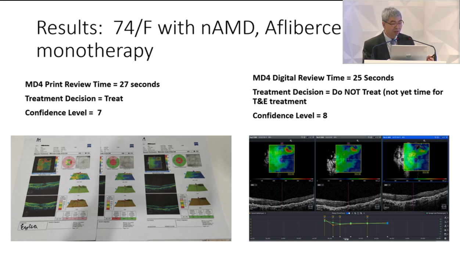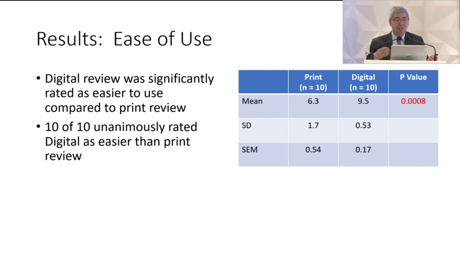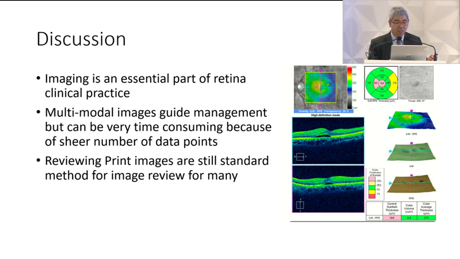So this is an example. On the left, you can see the print image, and on the right, you can see the digital image of the same patient, but a different treatment decision was made. This is another patient where on the left, it took 103 seconds to review this rather extensive history patient. On the right, 82 seconds. So there was a significant decrease in time, but the same treatment decision was made. The raters overwhelmingly rated that the digital workflows were easier to use.